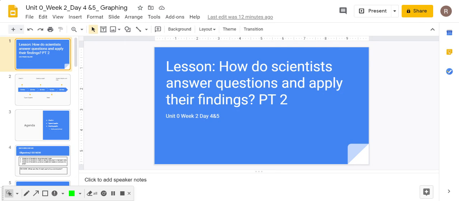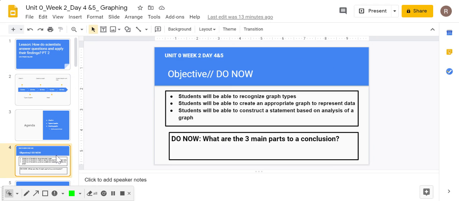This one is titled, again, How Do Scientists Answer Questions and Apply Their Findings? So really what we're doing is a continuation of the last lecture, where we talked about scientists communicating what they found during their experiment. So yeah, this one is part 2. Notice how it says Unit 0, Week 2, Day 4 and 5. It's a continuation of the last lesson.